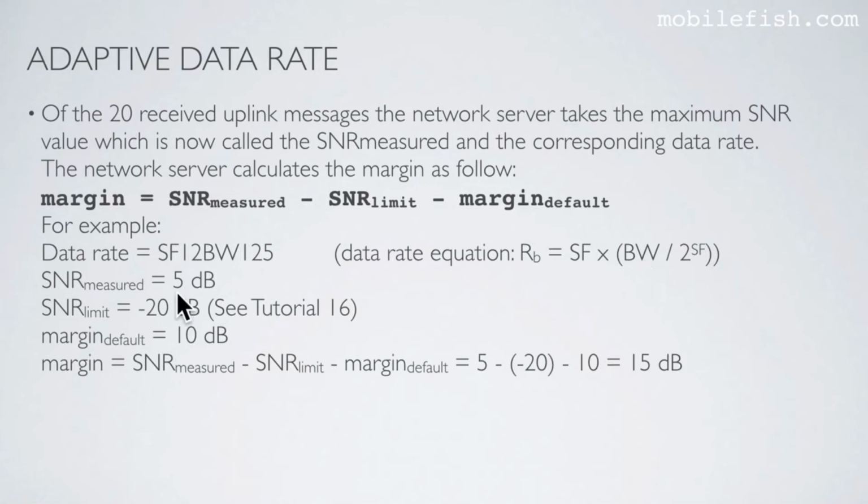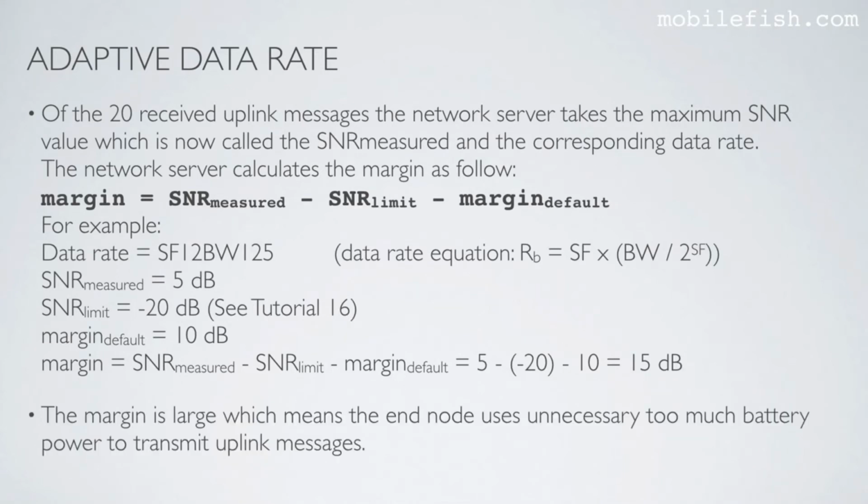The signal-to-noise ratio measured is 5 decibel. The signal-to-noise ratio limit is -20 decibel, which is based on spreading factor 12. More information can be found in tutorial 16. And let's assume the margin default is 10 decibel. The margin can now be calculated, which is 15 decibel.